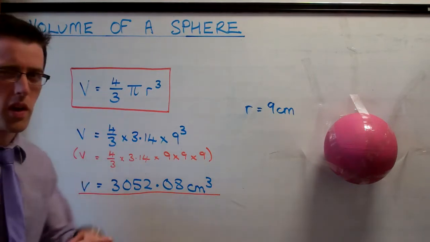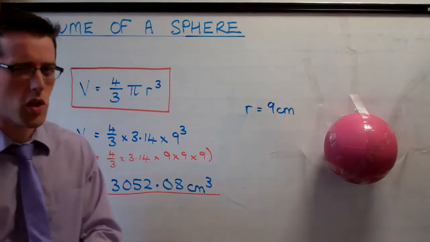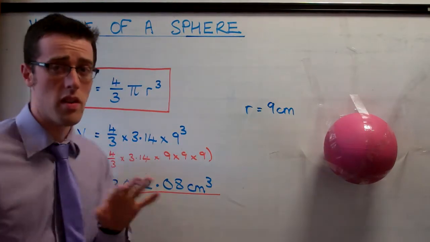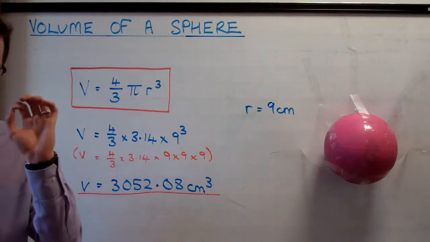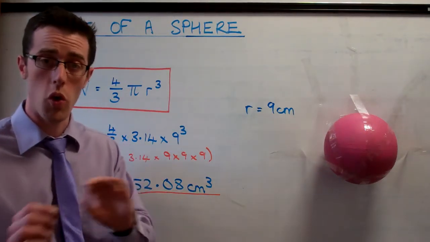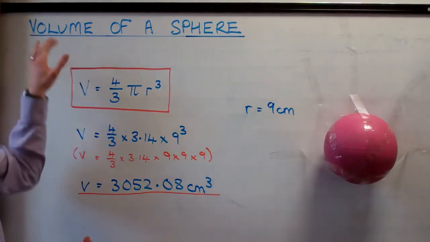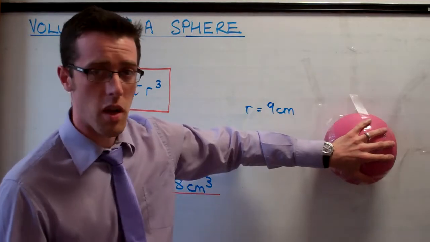Especially this 4/3 bit. You can use your fraction button, you can use 4 divided by 3. There's a few different ways you can do it. You can use your pi button instead of 3.14, which remember makes it a little bit more accurate. I've used 3.14 in this case, but we'll look at how much of a difference that makes when we come to class. So, volume of a sphere is a ball.